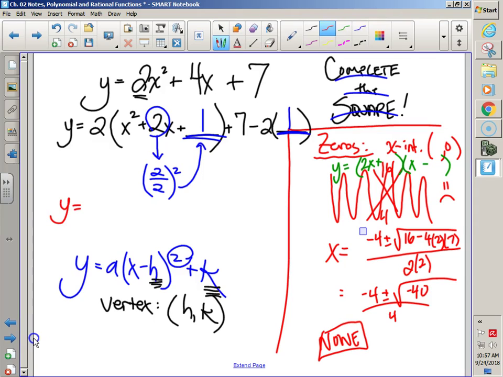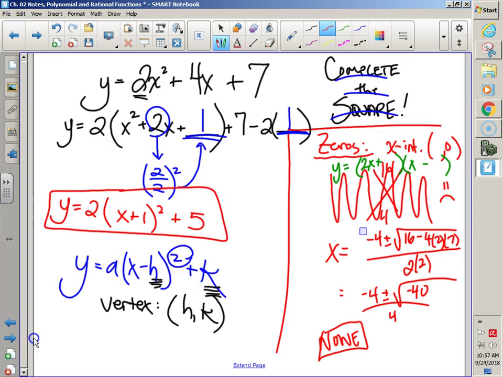Now what does this do? Well, now I can go and say, oh, hey, guess what? This guy, he's really x plus 1 quantity squared, and 7 minus 2, well, that's going to be 5. This and that are the exact same thing. How can I prove it to you? How could you prove to me that these are the same thing?